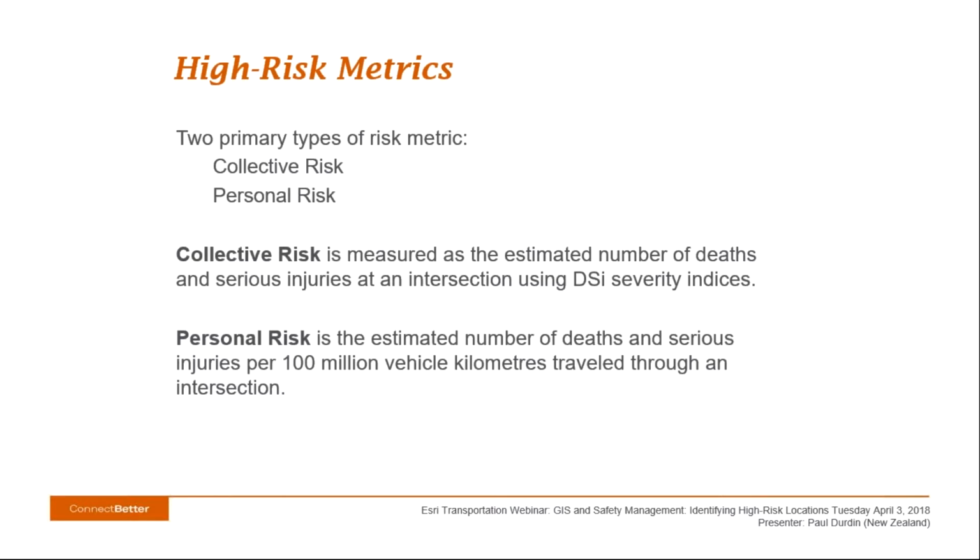Collective risk involves the estimation of the number of DSI casualty equivalents based on all injury crashes that have occurred at the intersection in the past 5 years. It is calculated by multiplying the number of reported injury crashes of each movement type by the corresponding severity index and summing these values. Personal risk measures the risk to each person using the intersection and is then divided by a measure of exposure of vehicles travelling through the intersection.